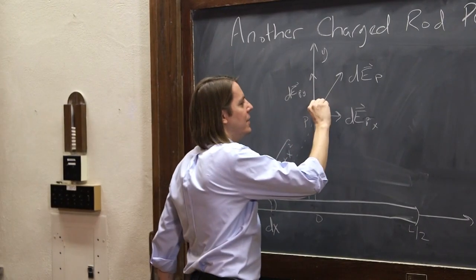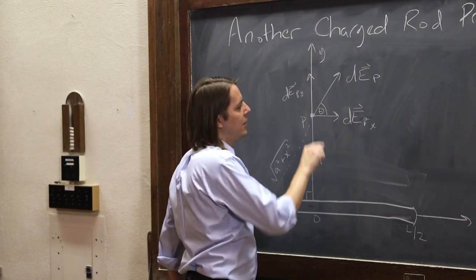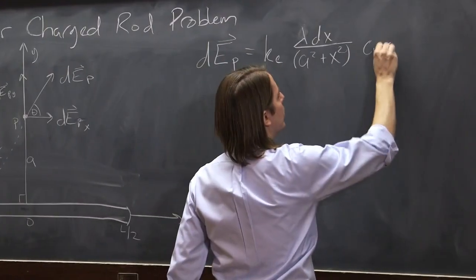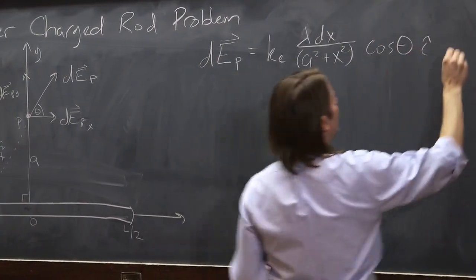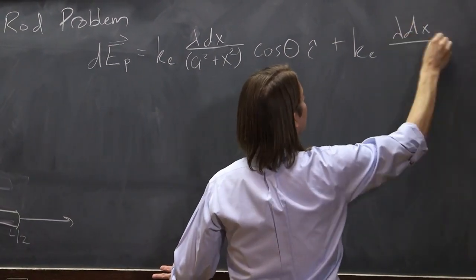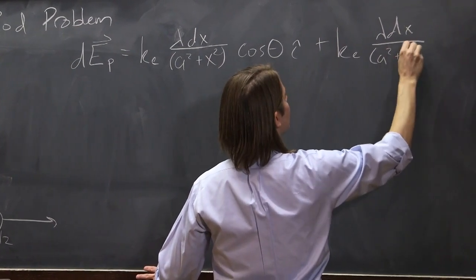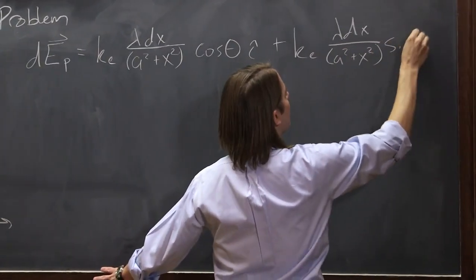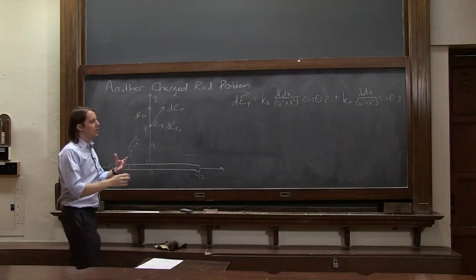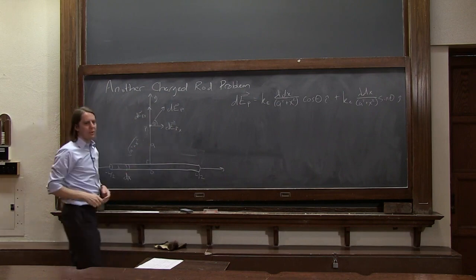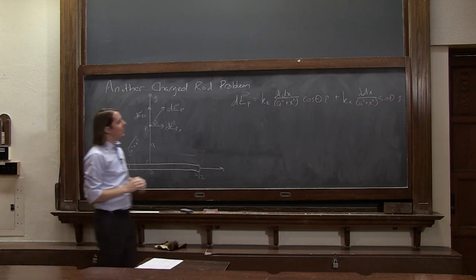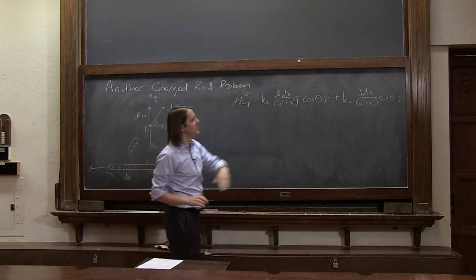Well, all you really do is say, well, if this is at some angle theta, then this is just dEp times the cosine of that angle. So cosine theta on the i hat, and then we write the magnitude again, Ke lambda dx over a squared plus x squared, and sine theta j hat. So you literally just, you know it's at an angle, so you just break it into two components. It wasn't so hard. We'll have to deal with it in a minute, but that's how you break it into the components. So here we have the full expression for dEp.